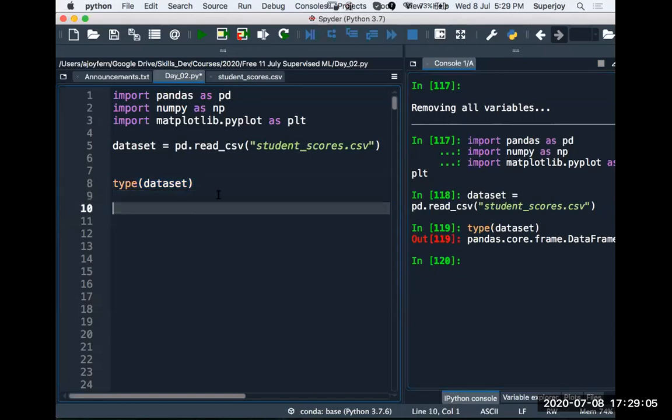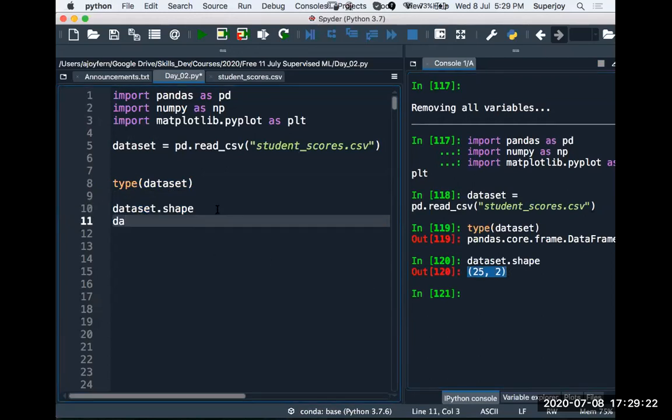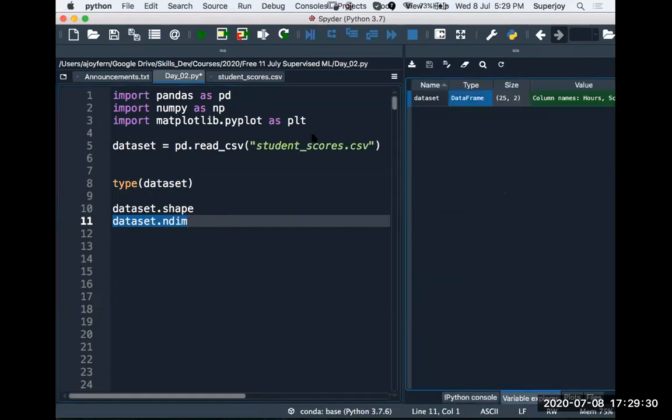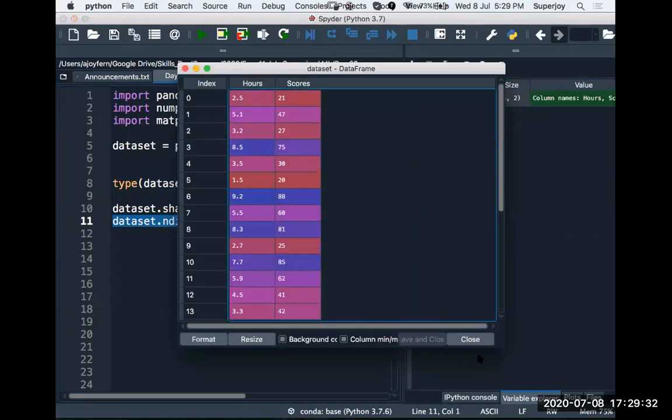And now if it is a data frame, we can perform, let's say, what is the dataset.shape. Hum pata kar sakte hain ki kya shape hai, kitni rows aur columns hain. See this, guys, it says 25 rows and two columns, right? We can also find out the ndim as well. Dataset.ndim. See this, it is two. That means two dimensional data. And now this is your dataset, guys. This is the dataset you have.